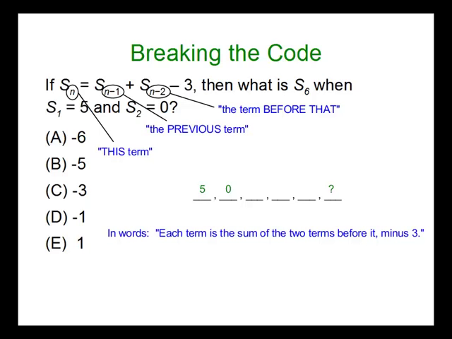And from here on out, it's just a matter of doing it. So the third term is going to be 5 plus 0 minus 3, which gives you 2. So the next term, the fourth term, is going to be 0 plus 2 minus 3.